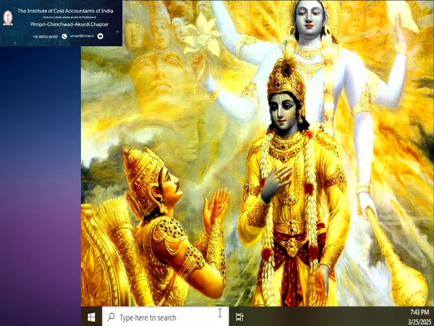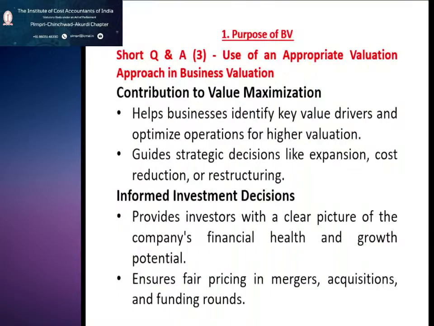Then there is a short question on use of an appropriate valuation approach in business valuation, how to decide which are the factors, etc. So we'll see that as a concept now. So use of an appropriate valuation approach in business valuation. Contribution to value maximization helps businesses identify key value drivers and optimize operations for higher valuation. It guides strategic decisions like expansion, cost reduction or restructuring.